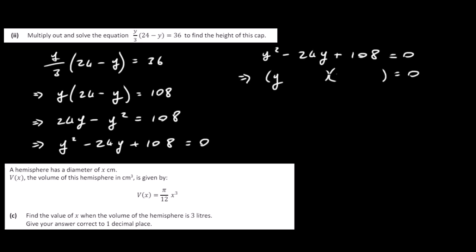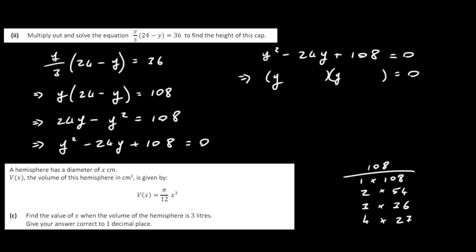We've got y, 108. Let's see, we've got 108. We can go 1 times 108. We can go 2 times 54. We can go 3 times 36. None of these are going to give us a 24 yet. Let's see, 4 times 27 is close, but still no 24.